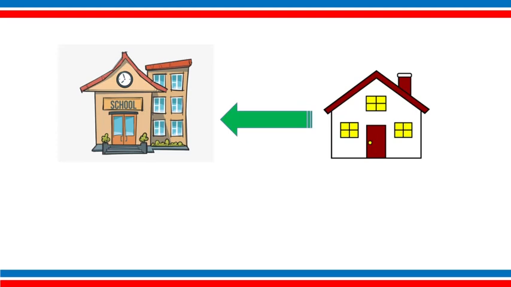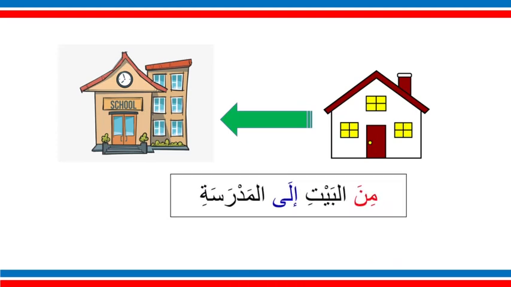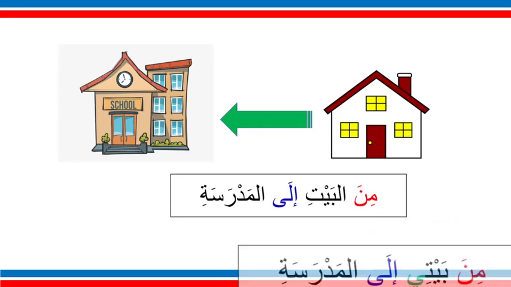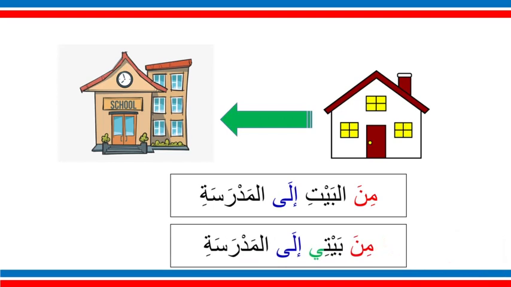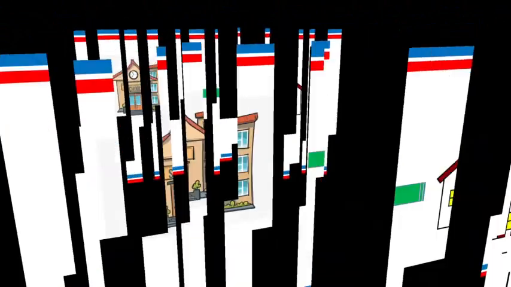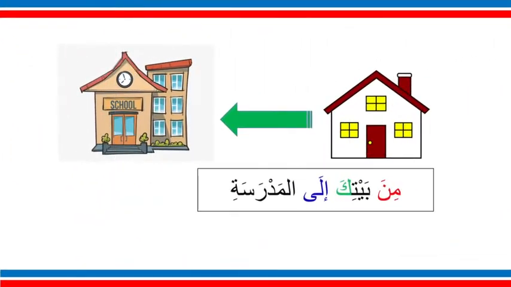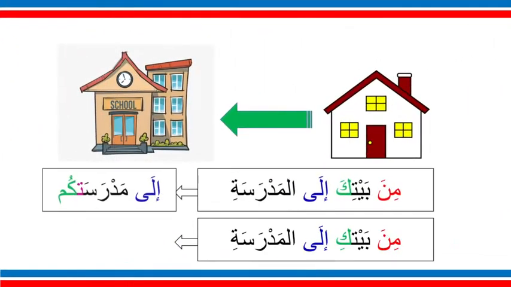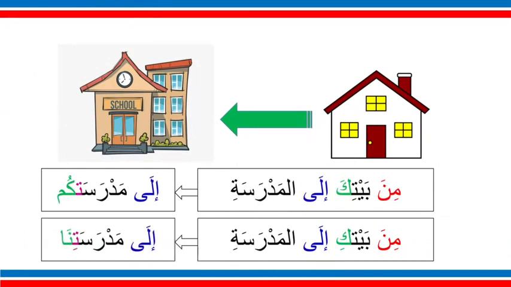Now I can use these two vocabulary also. I can say من البيت إلى المدرسة. بيت can be house and home. Both of them. من البيت إلى المدرسة. Or من بيتي إلى المدرسة. From my بيت إلى المدرسة. Or I can make it إلى مدرستي. إلى my مدرسة. As you see, the تاء مربوطة will be converted to normal تاء. Also I can use من بيتك إلى المدرسة. Or إلى مدرستكم. Or إلى مدرستنا. Depends on the sentence you want to make.